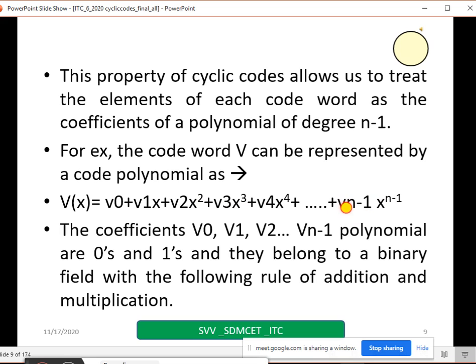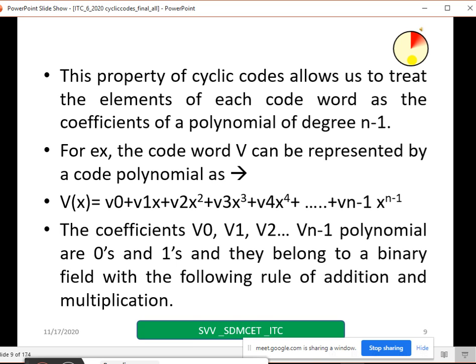What are these v1, v2, v3? These are the polynomial coefficients, zeros and ones. These coefficients may be 0 or 1, and they belong to a binary field with the following rules of addition and multiplication. So just read it twice.